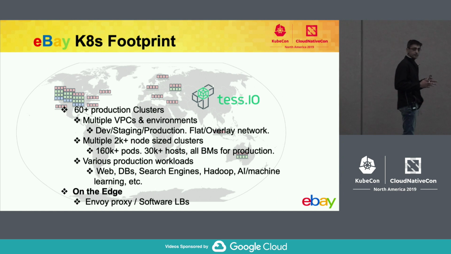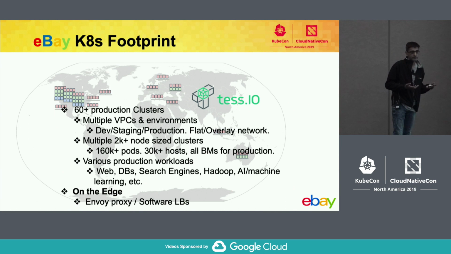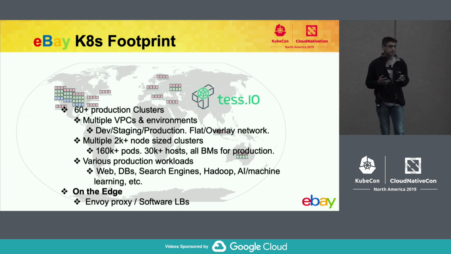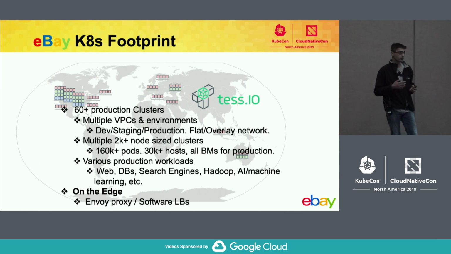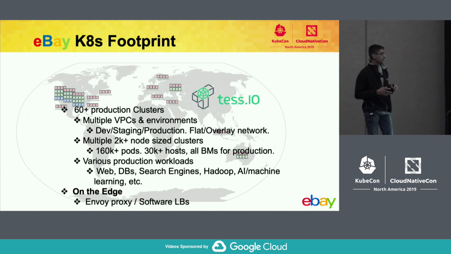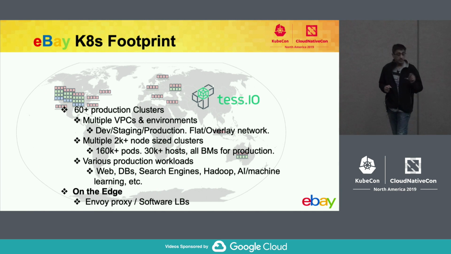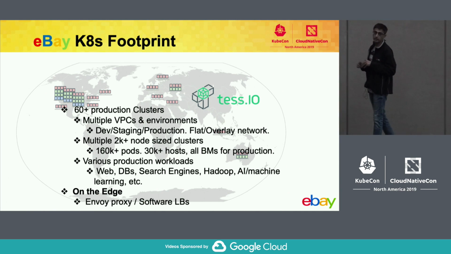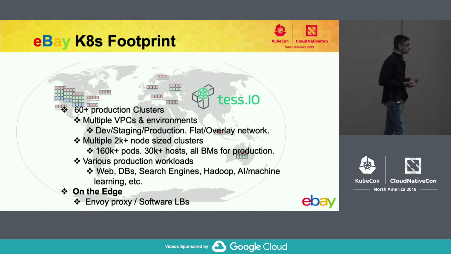And these clusters serve multiple internal and external use cases. External use cases are things like search, which are user-facing. Internal use cases are things like our Hadoop pipelines for our big data, or our AI/ML pipelines, which use GPUs to create data models. All of this today is handled by Kubernetes running within eBay. These clusters are also spread across the world into around 15 regions. What this gives applications is an opportunity to be closer to the user, closer to the edge. So some of our Kubernetes clusters are deployed on the edge, and we're using Envoy proxies and software load balancers to give them that capability.